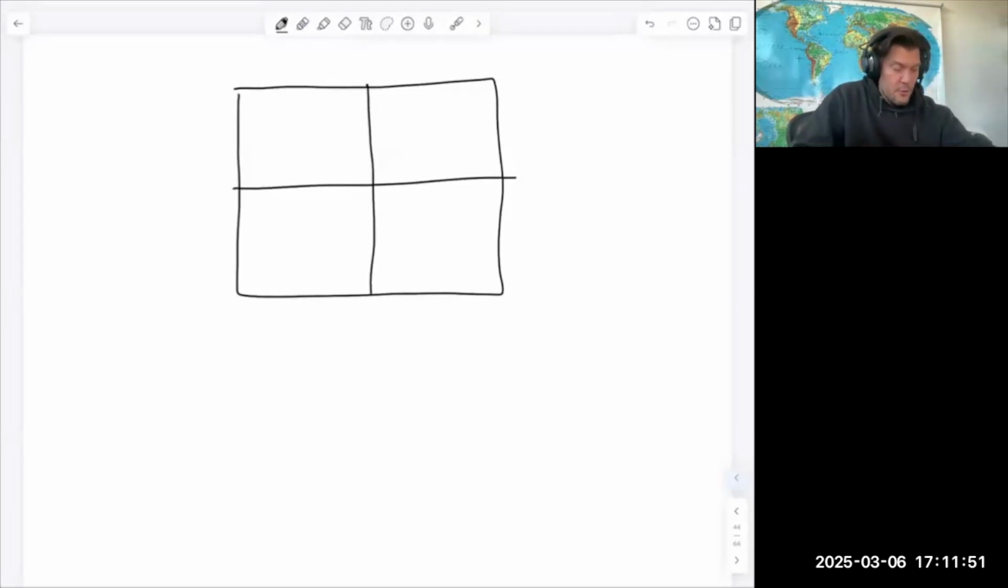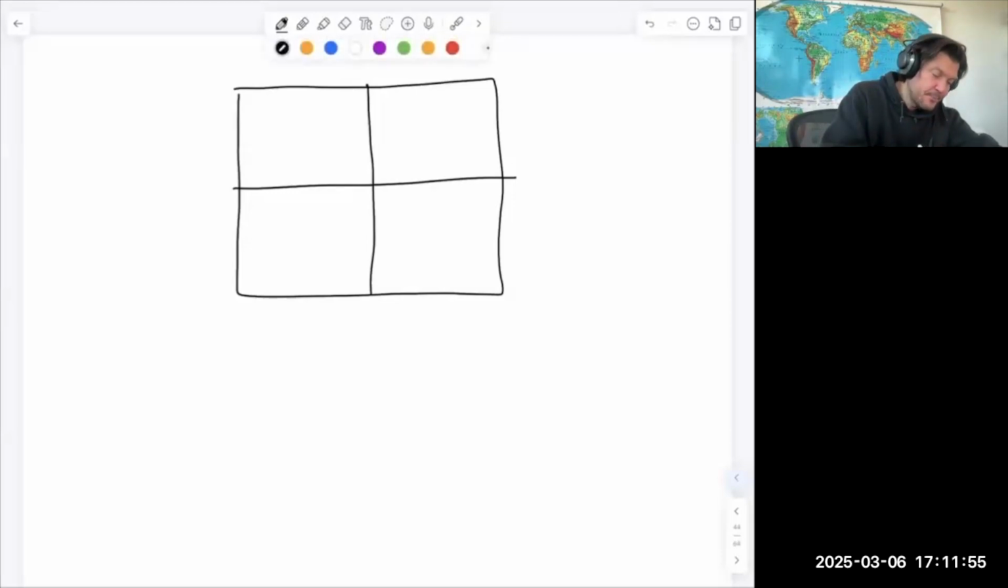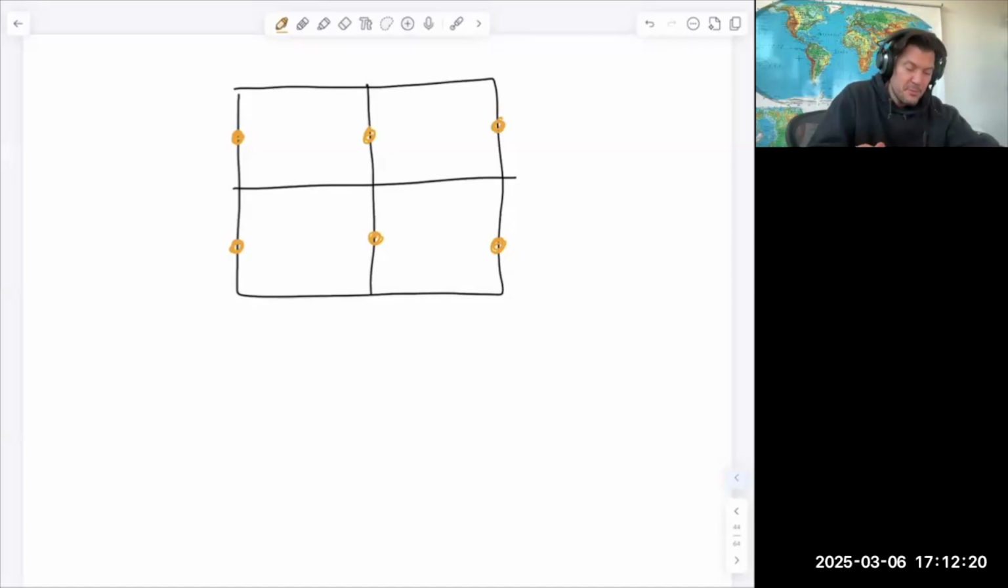So there's the coarse grid. So on the coarse grid, I need to define, let's do orange and red points to keep things interesting. So I need to get the diffusion constant defined at all of the edge points. So these are what I call east-west edge points. Okay, they're on the east and west of each cell, east-west edge points.